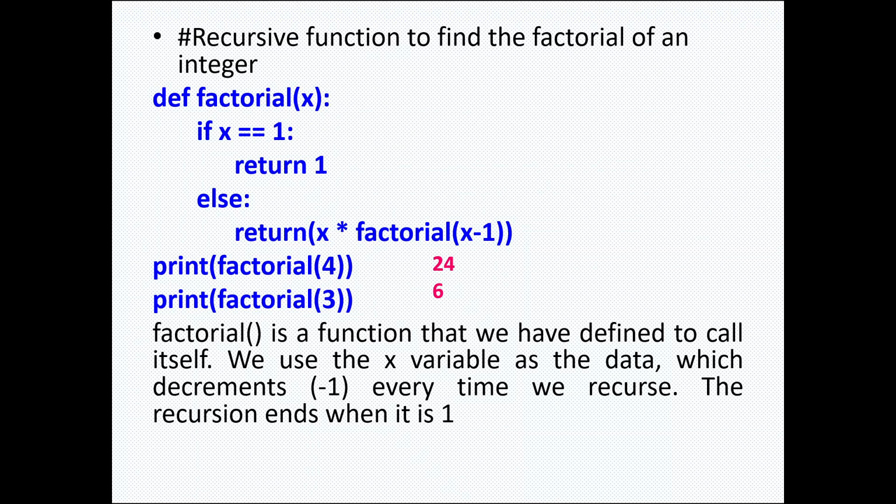Here, a recursion function to find the factorial of an integer. Factorial function, factorial of x. We create factorial of x inside the function. It calls itself. Factorial is a function that we have defined to call itself. We use the x variable as the data, which decrements by 1 every time we recurse. The recursion ends when it is 1.